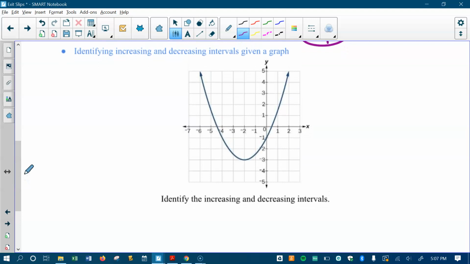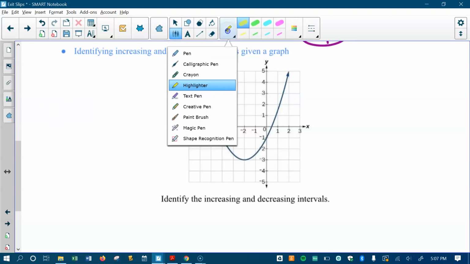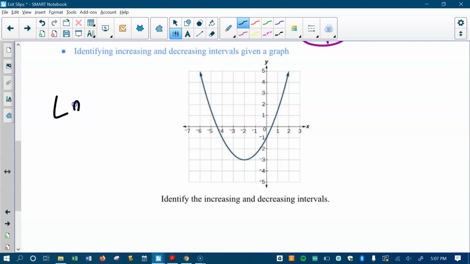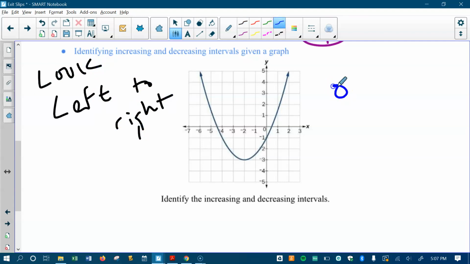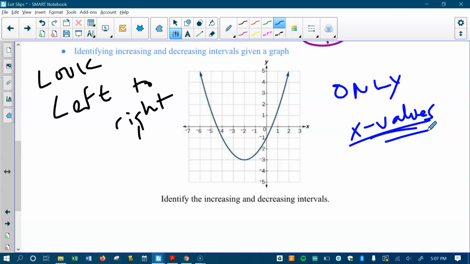Increasing and decreasing intervals. Here are your rules. Number 1, we have to go left to right. So look left to right. And number 2, only x values. Do not give me y values for this or you'll get it wrong. So let's do increasing and decreasing. The red will be decreasing. The green will be increasing. Okay, so decreasing.